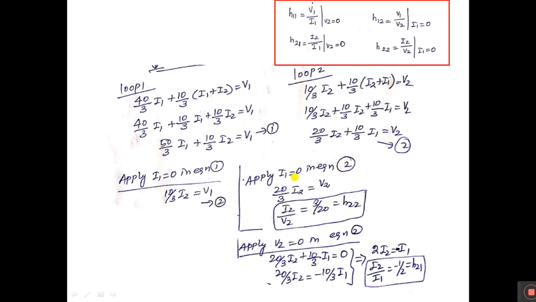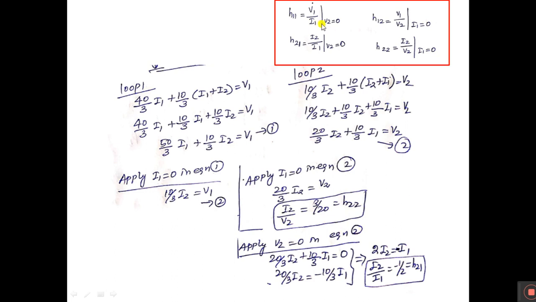Then apply I1 equal to 0 in equation 2. You will get the relationship 20 by 3 I2 equal to V2. So the relation of I2 and V2 is here. So H22 is I2 by V2 whenever I1 equal to 0. So I2 by V2 equal to H22, that is 3 by 20.